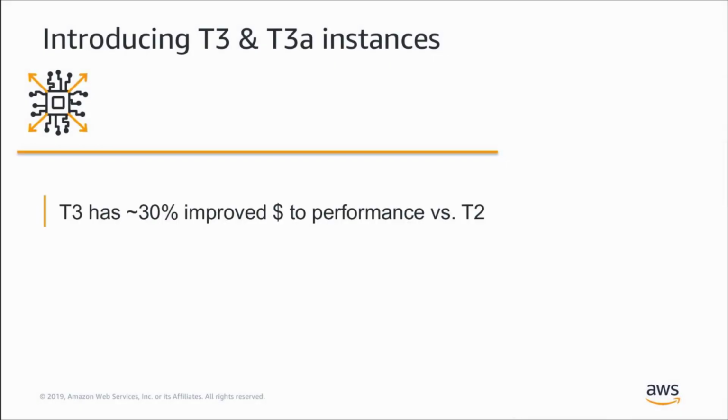So T3 had 30% improved price to performance compared to T2. This was largely due to innovations that we did on the Nitro system, which we introduced earlier in this presentation, as well as the latest generation Intel Xeon processors that we got from Intel. So a combination of these two were able to offer significant improvements in the performance, and then obviously with the reduced price point of our T3 instance family gives you a nice 30% improvement when you're looking at price performance.